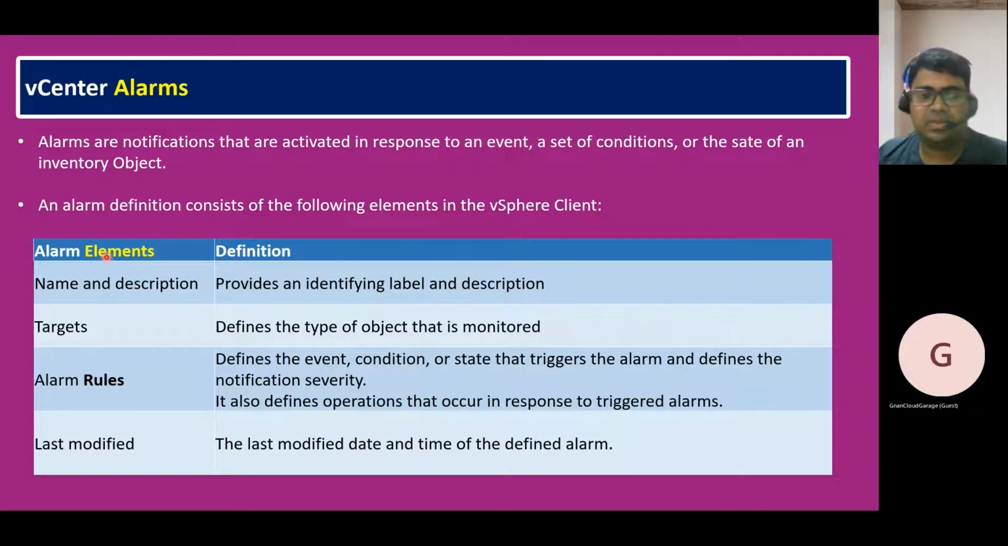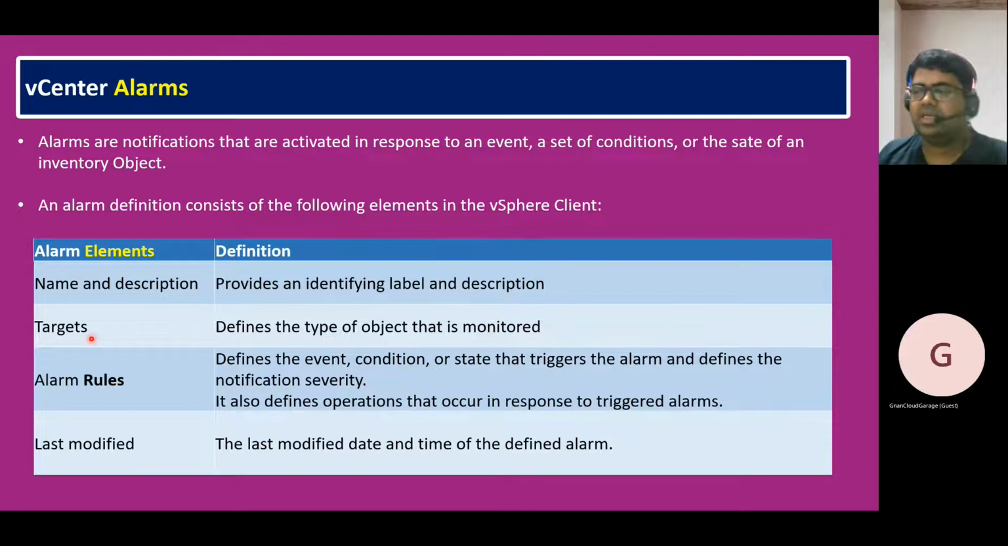So normally when we plan to create a new alarm, or use an existing predefined alarm, each alarm has these elements. Later I will show you all the elements one by one. The first element is the name; we have to provide one name for the alarm, which can be like ESXi host down. ESXi host down means our main element is the ESXi host status. And in the description you can mention when the host is down or when the host is up. That is the identifying label and description.